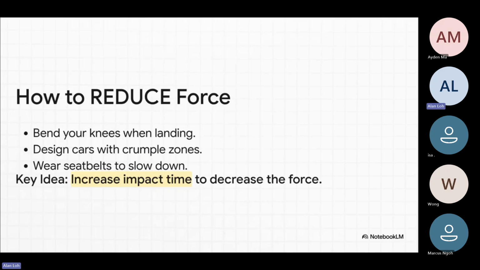And this is where knowing physics can actually save your life. If you want to make an impact less damaging, the secret is to make it last longer, increase the time. When you land from a jump, you bend your knees, right? You're extending the time of the impact to reduce the force on your joints. Cars have crumple zones designed to do the same thing. They collapse over a fraction of a second to extend the collision time. That little bit of time makes a world of difference. It's the whole principle behind airbags and seatbelts.